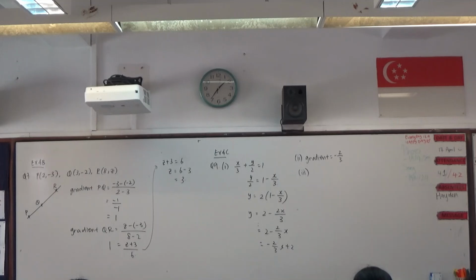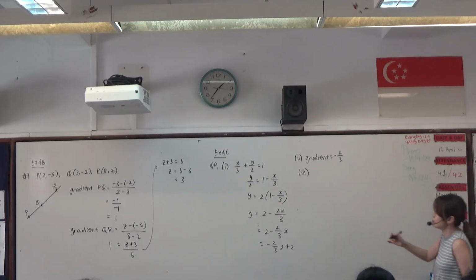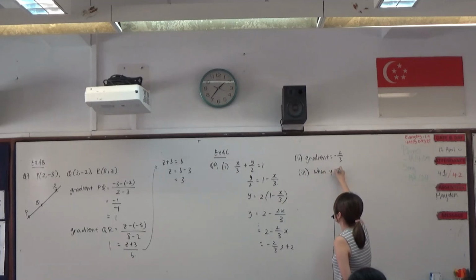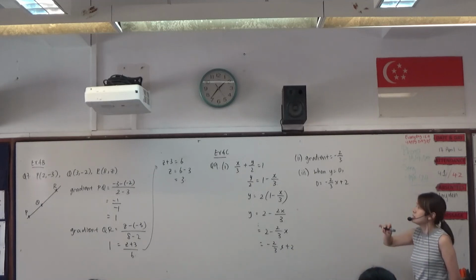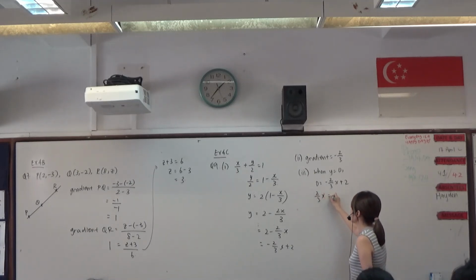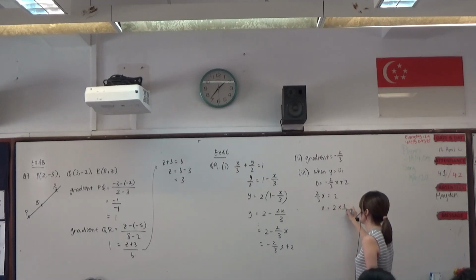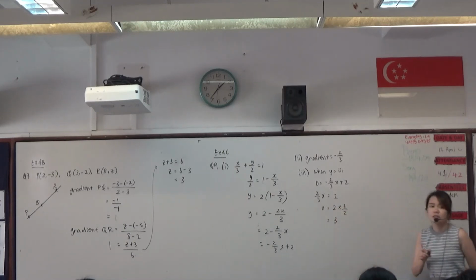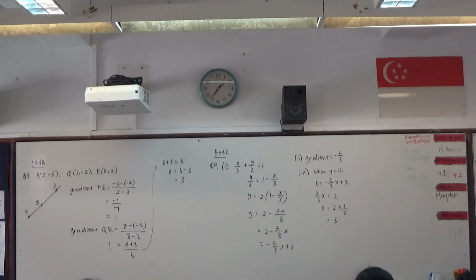Then in part 3, find the coordinates of the point at which the line cuts the x-axis. So cutting the x-axis means what? What does it mean? Intersect, yes, and then more importantly, y is equals to 0. So when y equals to 0, we solve for x. Okay, so x equals to 2 times 3/2. So x is 3. Okay. Then last one, question 12.